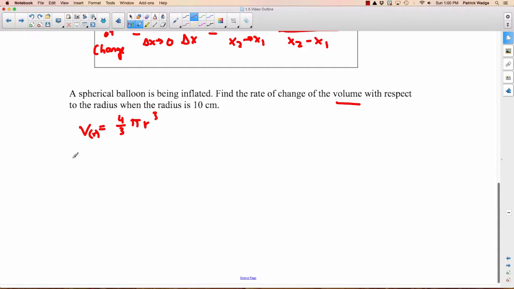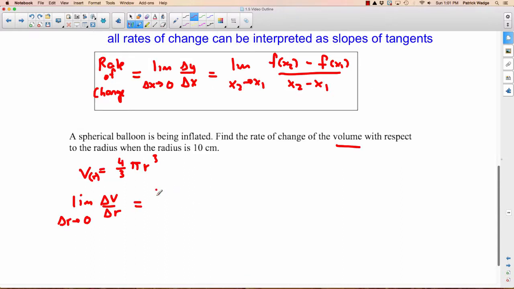So if we compare this to the formula we have up there, what we want is the limit of change in V over change in r as change in r approaches 0. So that'll give us the instantaneous rate of change, which means we want the limit of V of r minus V of 10, that's the one we're actually interested in, all divided by r minus 10, and we want r to approach 10.